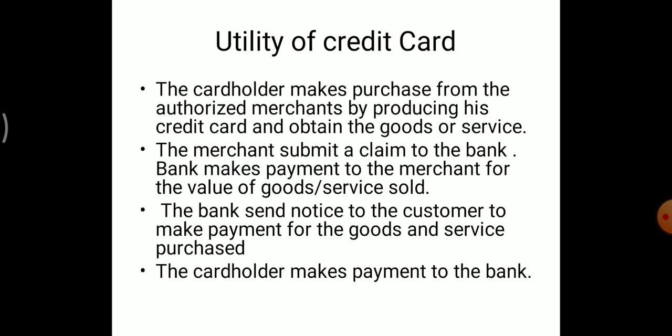The cardholder makes a purchase from the authorized merchant by producing his credit card and obtaining the goods or services. Next, the merchant submits a claim to the bank. The bank makes a payment to the merchant for the value of goods and services sold. The bank sends a notice to the customer to make payment for the goods and services purchased. And next, the cardholder makes payment to the bank. So these are all the utilities of credit card.